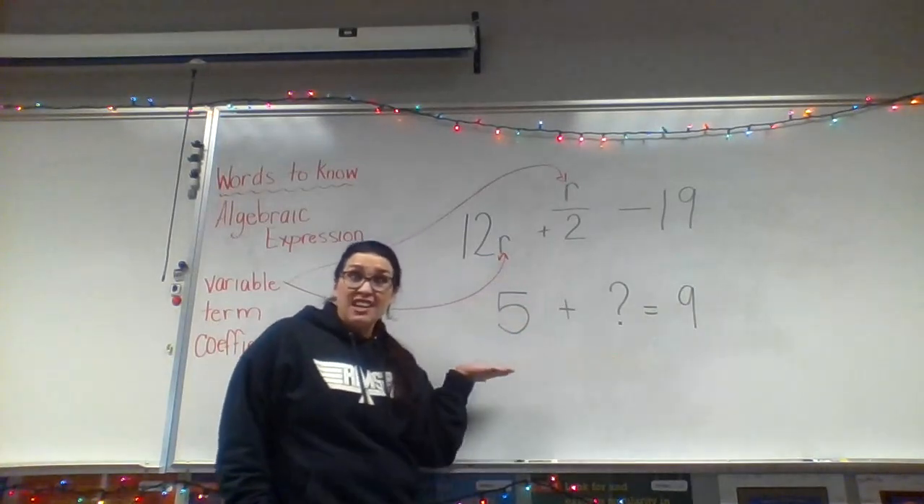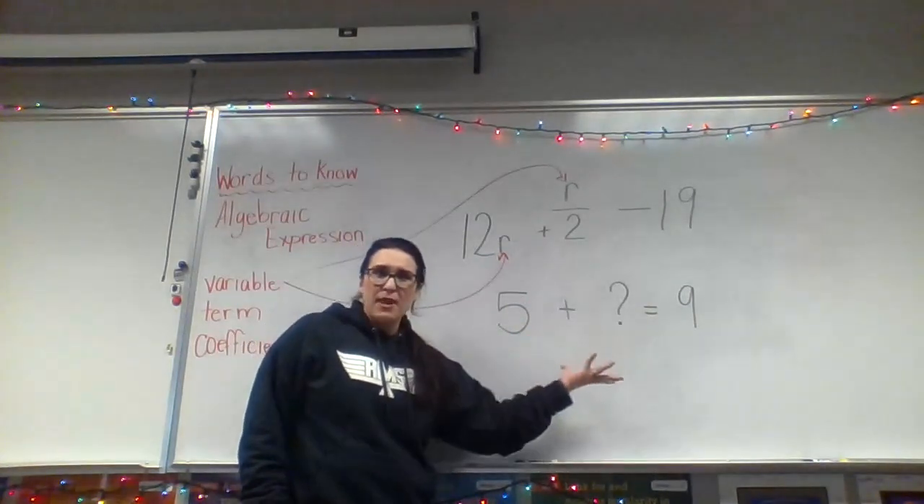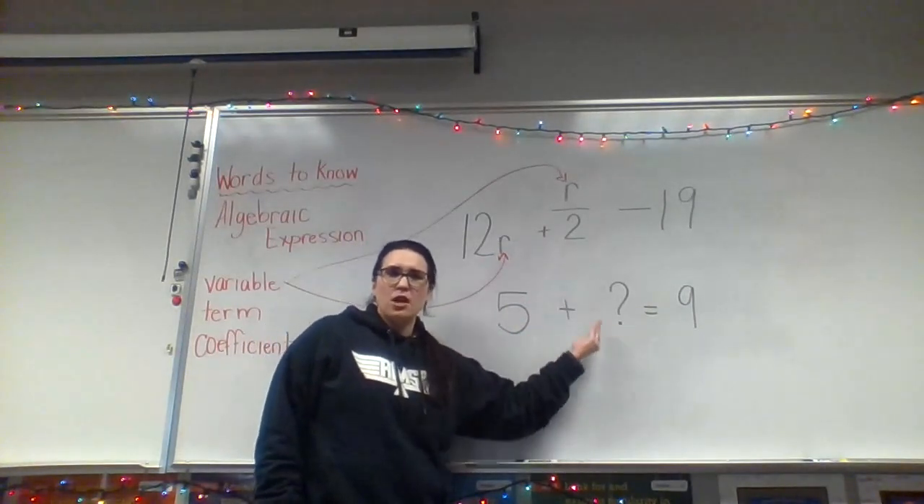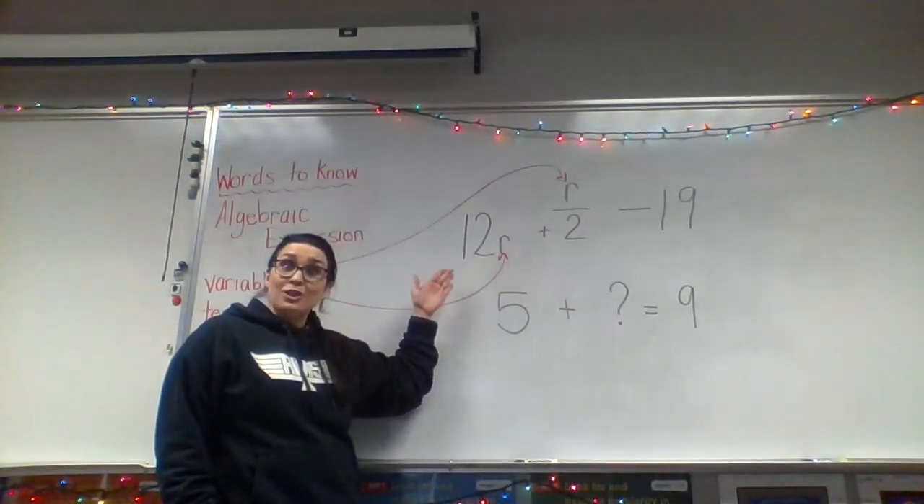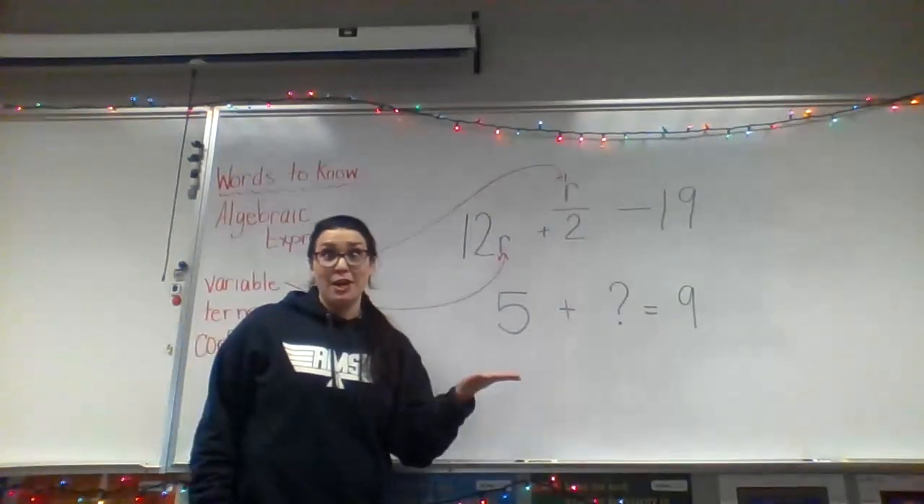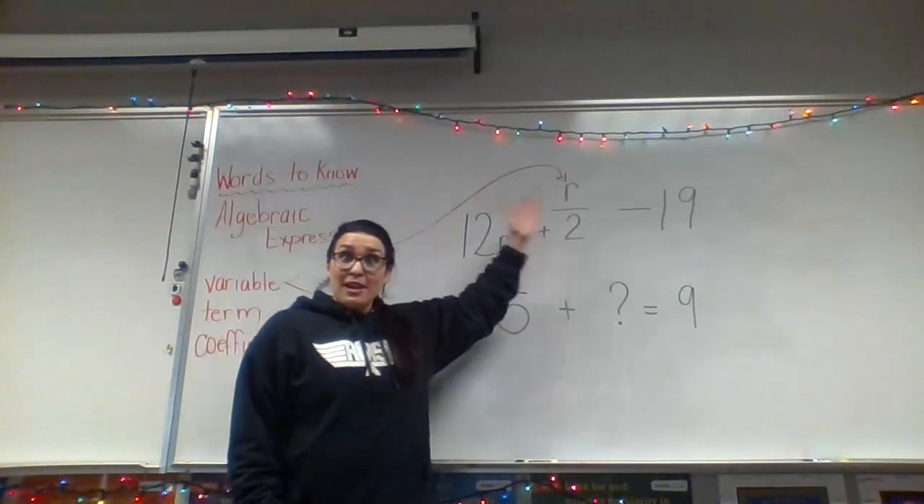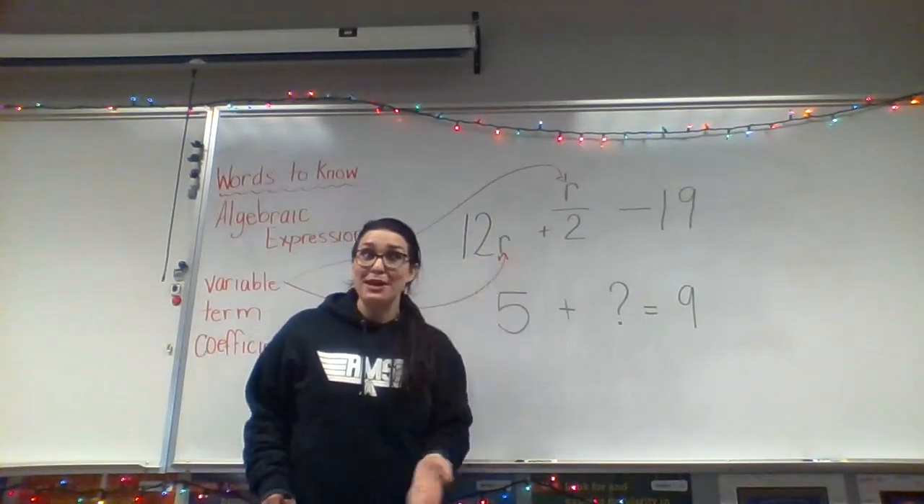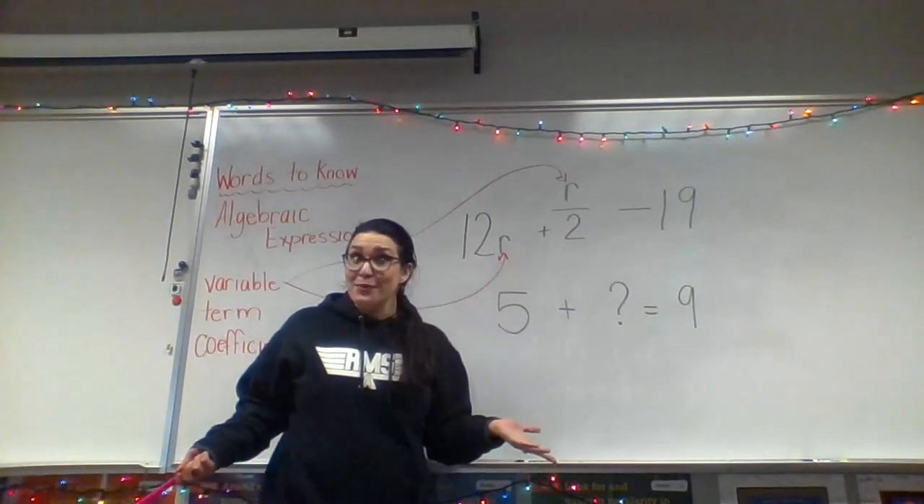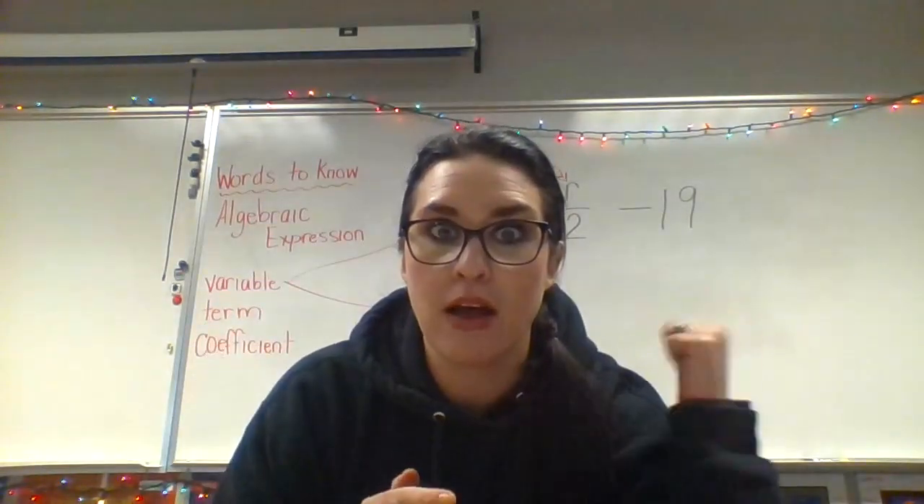So you've done stuff like this before where you had some information and then there was some unknown that you had to figure out. Same sort of thing here with these algebraic expressions and these variables, my friends. You have enough information to solve it, but the unknown is represented by a letter, which we call a variable.